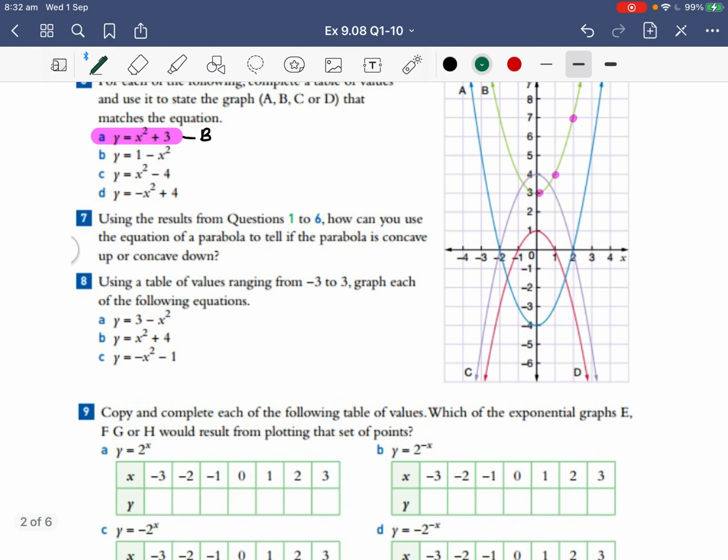Question 8, we want to use a table of values ranging from -3 to 3 to graph the following equation. So I will do A, which is y equals 3 minus x squared.